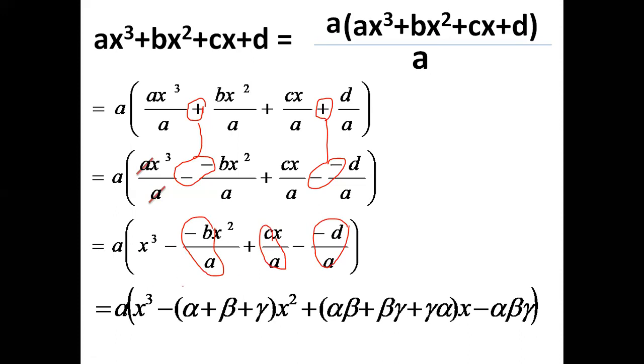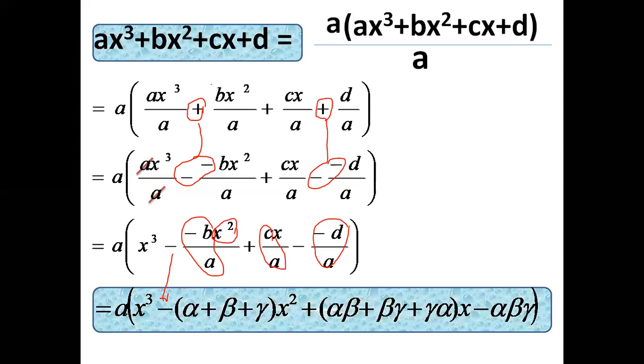So I'm writing this: a into x cube minus, as it is. Here minus b by a is the sum of zeros, alpha plus beta plus gamma, into x square, plus here c by a, alpha beta plus beta gamma plus gamma alpha, into x, minus here minus d by a, alpha beta gamma. So the first step is ax cube plus bx square plus cx plus d, that is equal to the last step, that is a into x cube minus alpha plus beta plus gamma into x square plus alpha beta plus beta gamma plus gamma alpha into x minus alpha beta gamma.